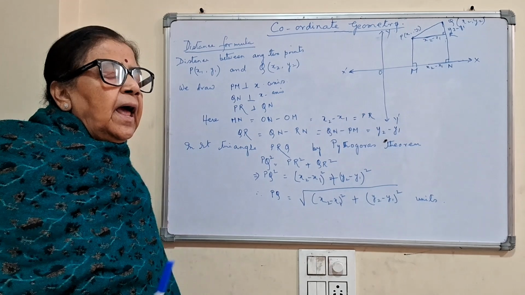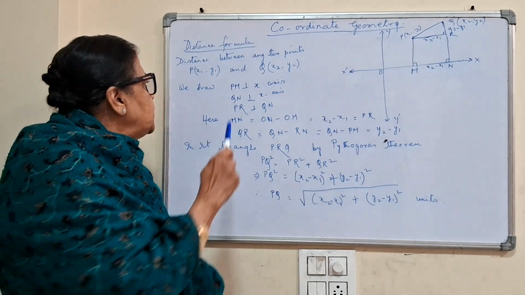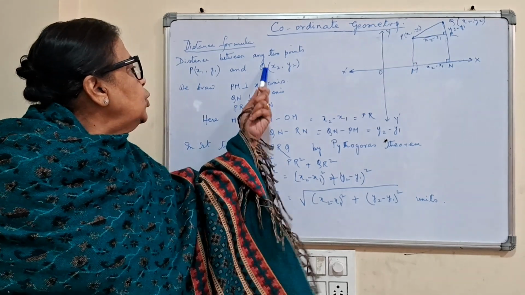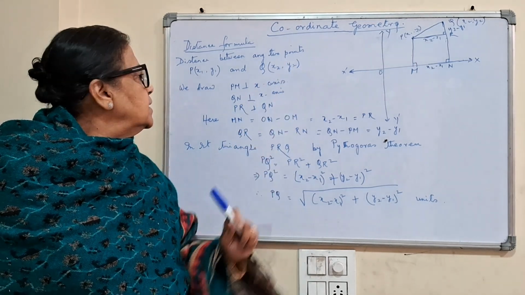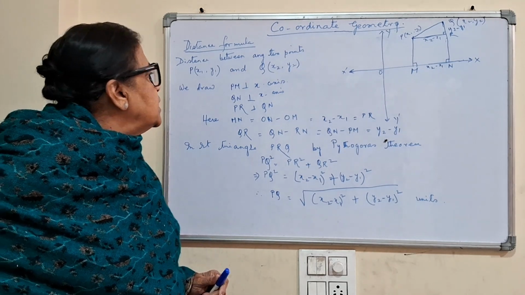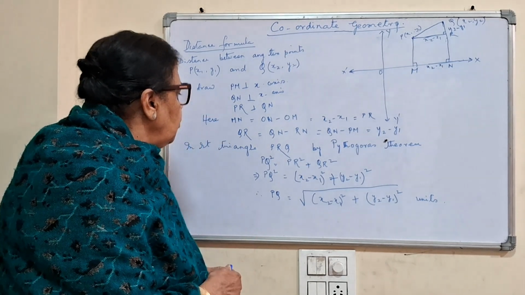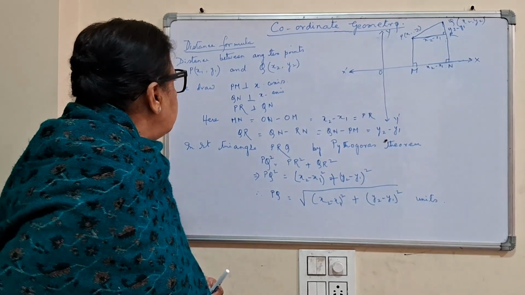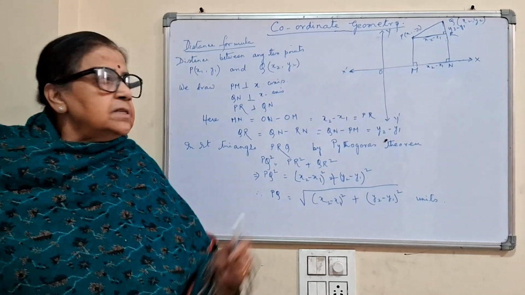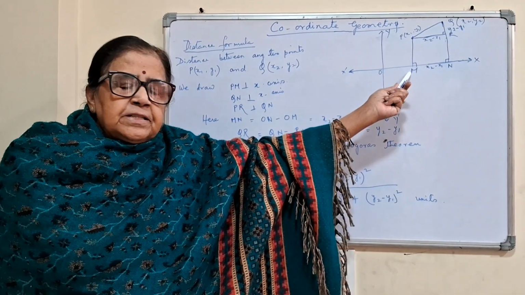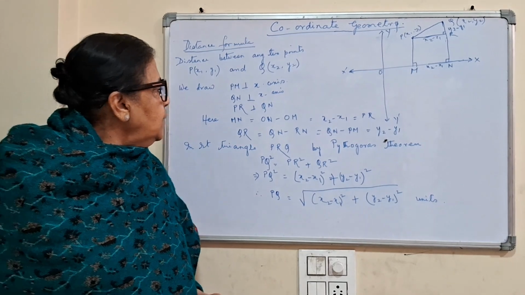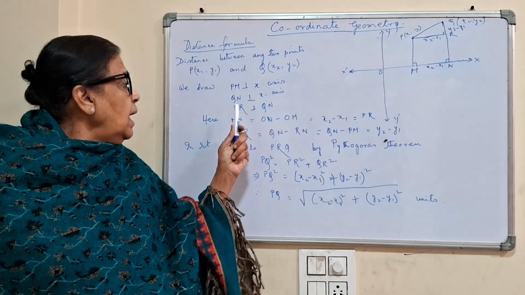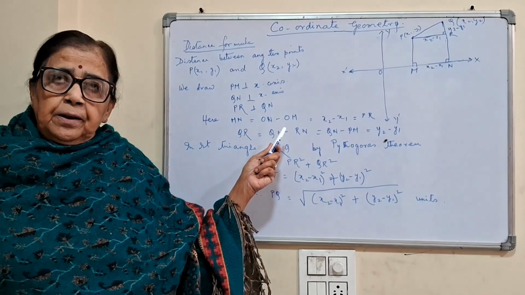Suppose now we want the distance between any two points P (x1, y1) and Q (x2, y2). Here x1 and y1 are the abscissa and the ordinate, and Q also has an abscissa and an ordinate. So we have to find the distance between P and Q. Now we draw PM perpendicular to the x-axis, QN perpendicular to the x-axis, and PR perpendicular to QN.